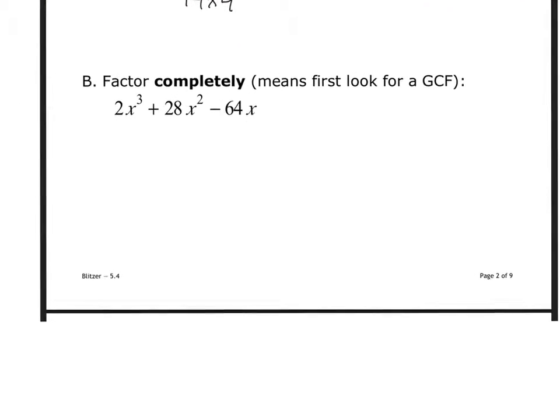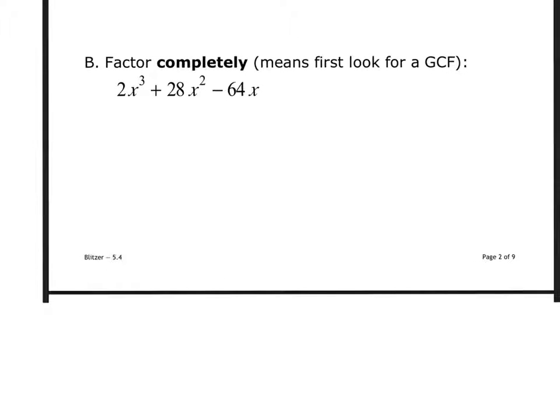Part B. Factor completely. What this means is exactly what it says. We need to make sure that you look for the GCF first. You always want to look for the GCF first. If not, you're working way too hard. So what we want to do is look at each one of these terms.